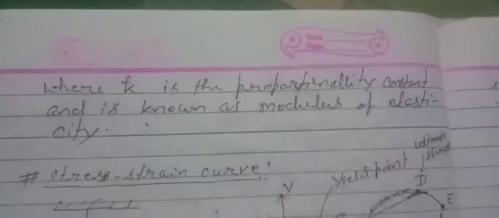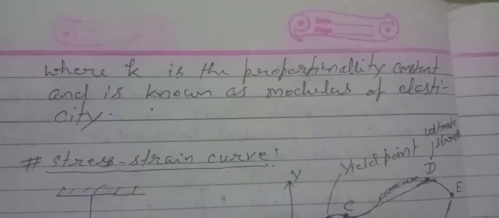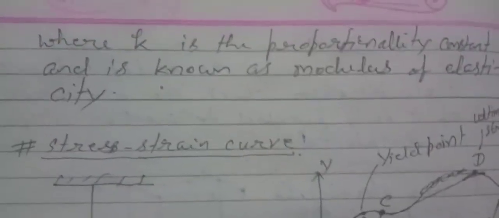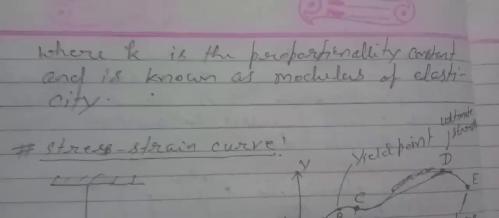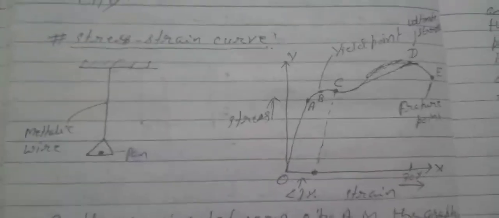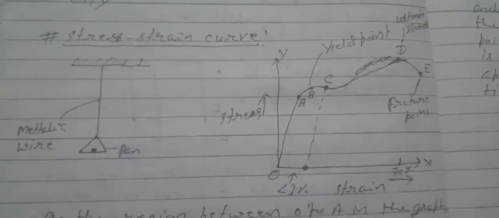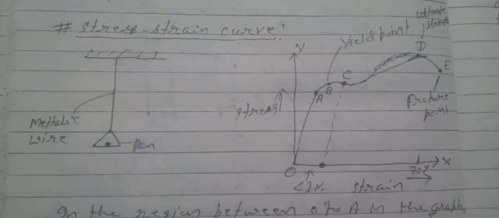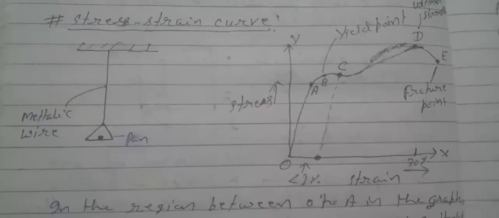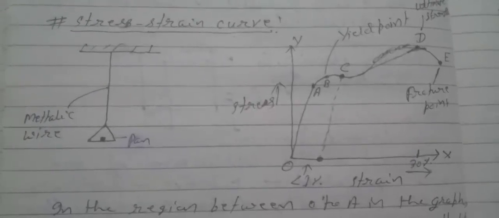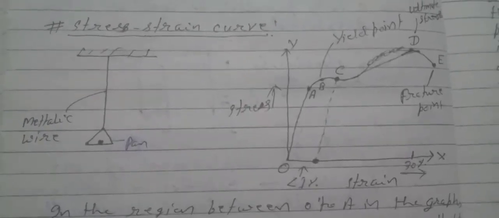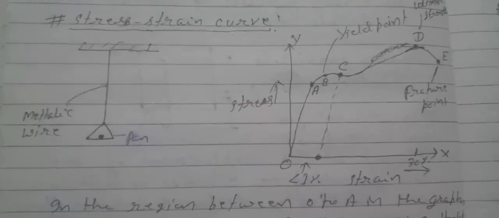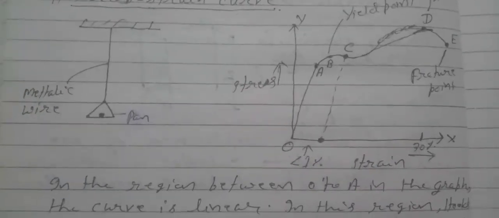Where K is the proportionality constant and is known as the modulus of elasticity. Now, a stress-strain curve. A metallic wire is hung with a pan with some weight. There will be an elongation developed in the wire. Now see what happens in this condition.